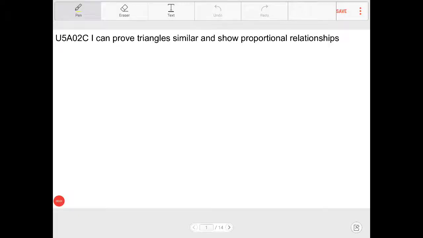Hello students, this is lesson U5A02c. By the end of the lesson, you should be able to say I can prove triangles similar and show proportional relationships.